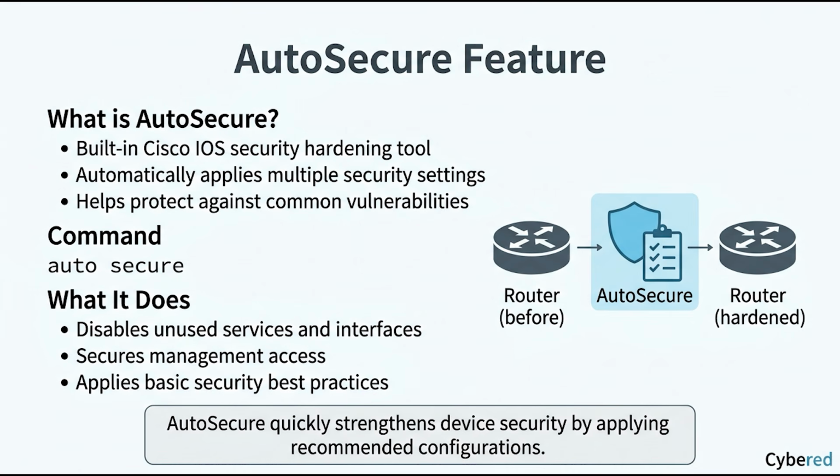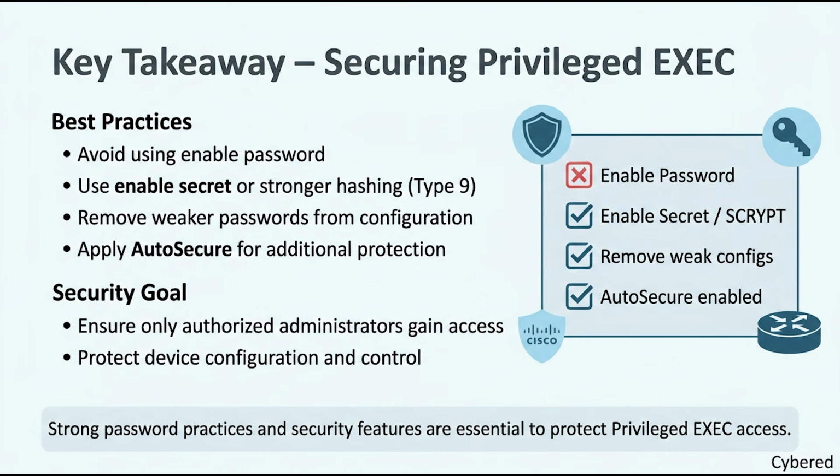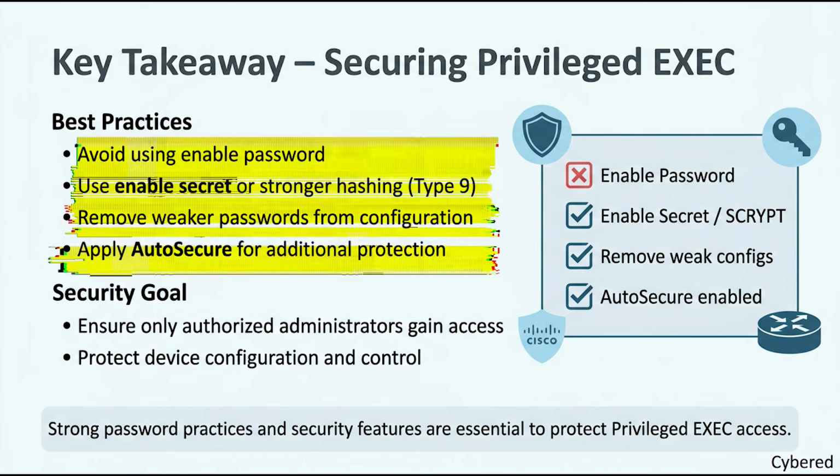Cisco IOS also includes the AutoSecure feature, which can automatically apply multiple security settings, and the command for this is auto secure. This command enables the Cisco IOS lockdown feature, helping protect the device from common security risks. So the key takeaway, to properly secure privileged exec access, avoid using enable password, use enable secret or stronger hashing methods when available, remove weaker passwords from the configuration file, and apply additional security features such as AutoSecure.